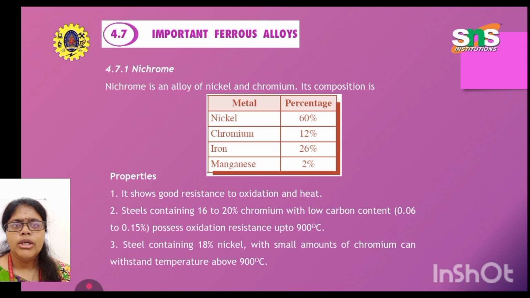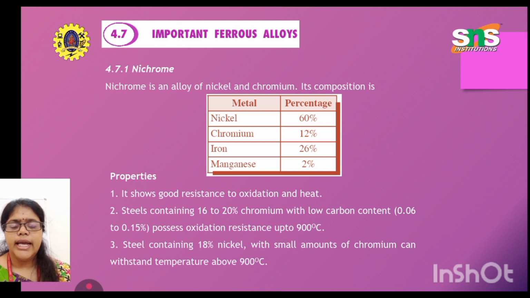So there are a few important ferrous alloys. One is nichrome. Nichrome is an alloy of nickel and chromium, and its composition is: nickel contributes 60 percent, chromium 12 percent, iron 26 percent, manganese 2 percent. The properties of this are that it shows good resistance to oxidation and heat. Steels containing 16 to 20 percent chromium with low carbon content, that is only 0.06 to 0.15 percent, possess oxidation resistance up to 900 degrees centigrade. It's really a high temperature.